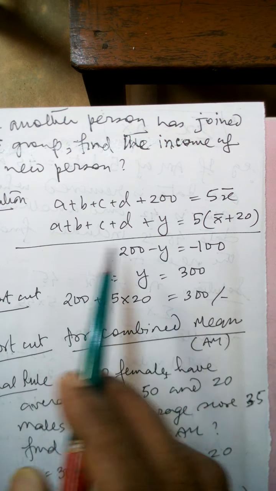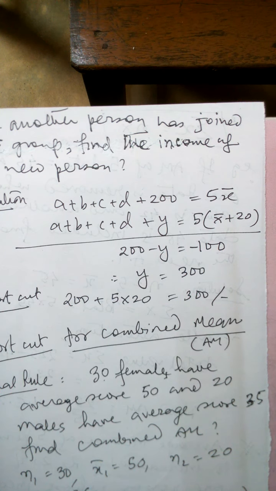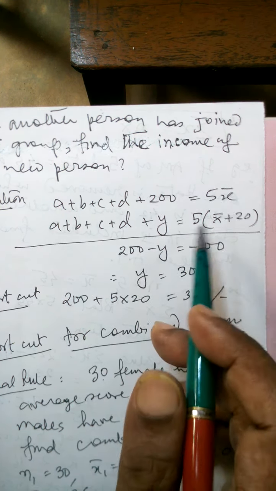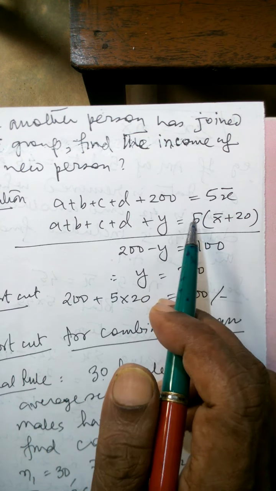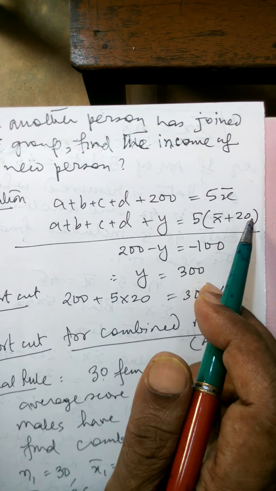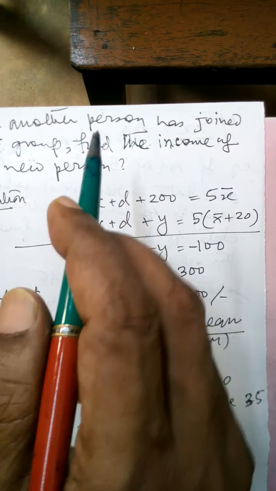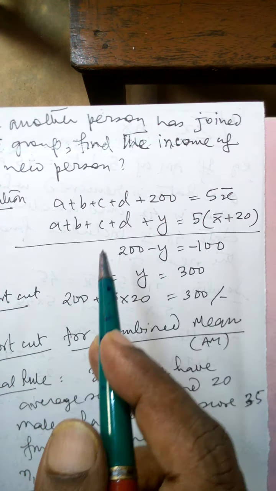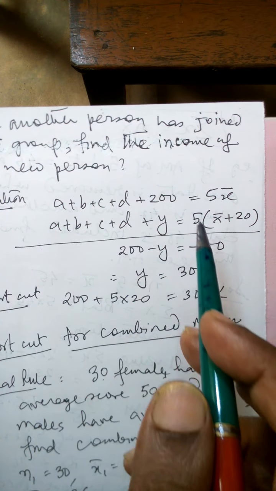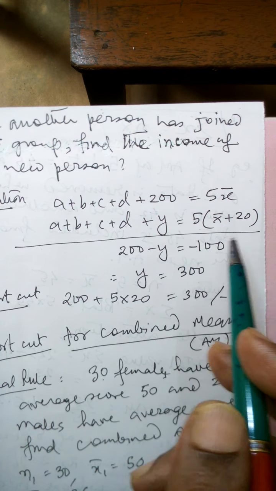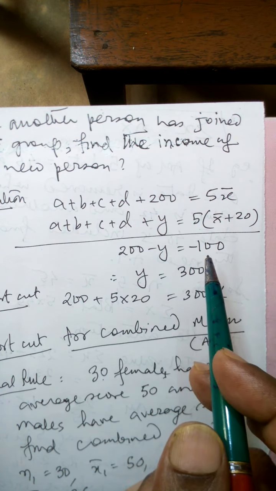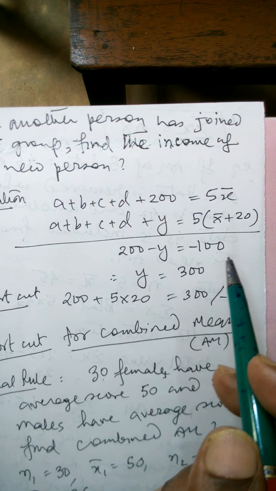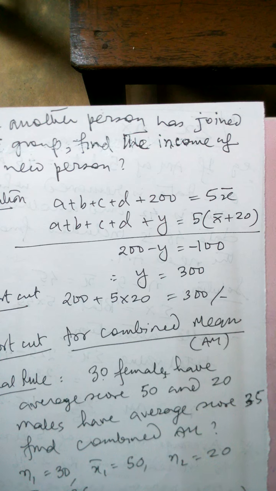Now what happened? ABCD will remain in the group but 200 के बदले y आ गया, दूसरा आदमी आ गया. तो x bar का वैल्यू 20 बढ़ गया. So it is 5 into x bar के साथ 20. तो अब दोनों सब्ट्रैक्ट करो. तो a कटेगा, b कटेगा, c कटेगा, d will be cancelled. तो 200 minus y is equal to x bar कट जाएगा. तो 5 into 20 minus 200. So 200 minus y is equal to minus 100. So y is equal to 300.